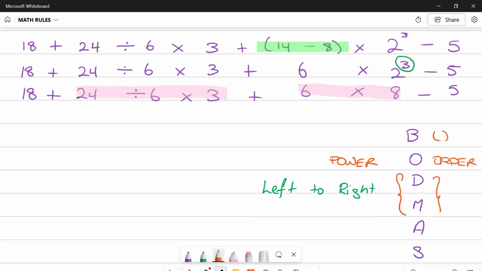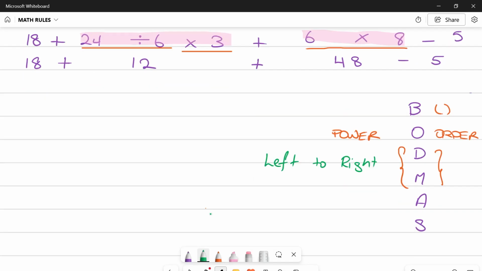We start working division and multiplication from the left, therefore 24 divided by 6 is where we start. This gives us 4. Next, we continue to the right, where we have multiplied by 3. 4 multiplied by 3 gives us 12. Next, all that remains is 6 multiplied by 8. This gives us 48. Now we rewrite the rest of the equation.